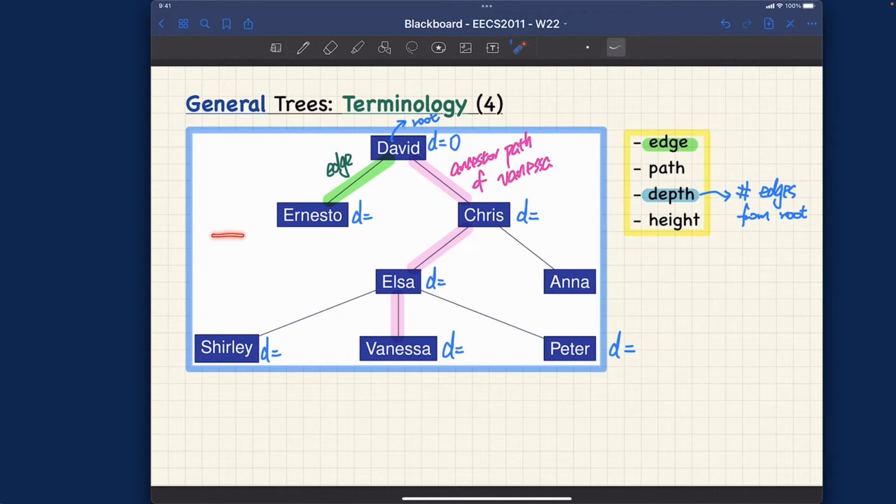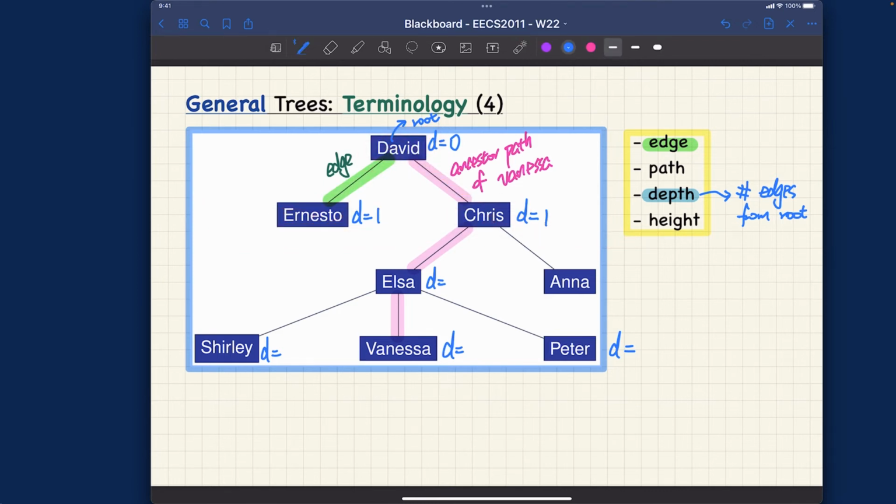What about these two nodes? You can see these two nodes, we say that they are actually at level 1 because they both have depth 1. There's only one edge to go from the root to that particular node. So the depth will just be 1.